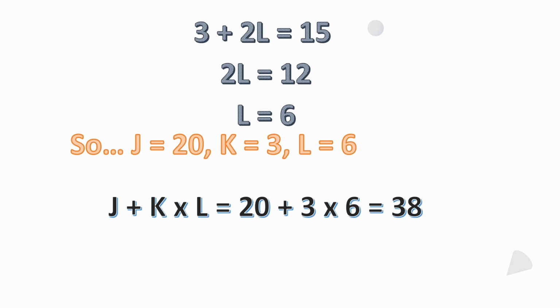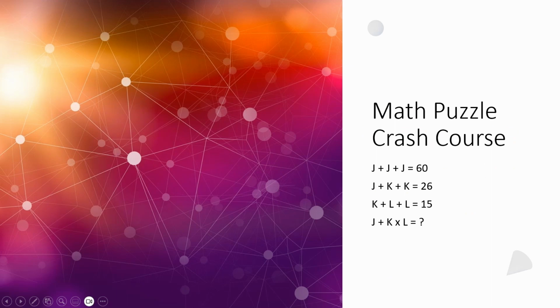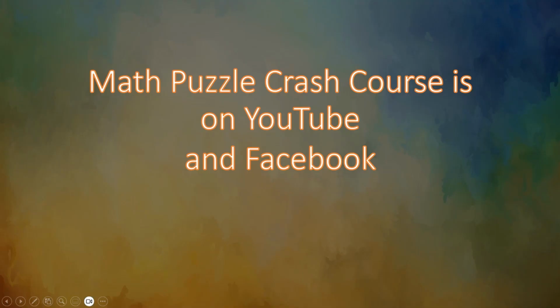And so what they wanted us to solve, they had this question mark thing where it said J plus K times L equals what? Well, now we can just substitute those variables with the numbers that we found, right? Substitute the J, the K, and the L with the 20, the 3, and the 6. So you're going to have 20 plus 3 times 6 equals 38. So the answer to the problem is 38. So when you go back up here, this original question, J plus K times L, you can replace that question mark with 38. So I hope that's been helpful.